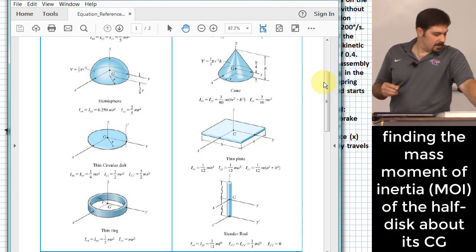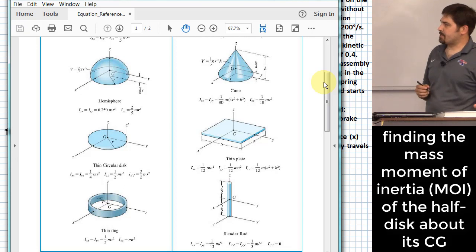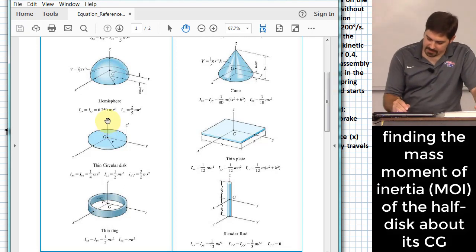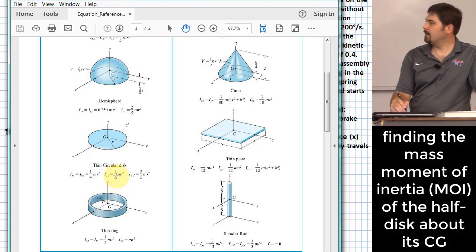Okay? So let me suggest something. Look at that thin circular disk, right? We have an expression there for the moment of inertia about the z-axis, okay? That's this right here. That's the z-axis. We have this expression for the moment of inertia around that z-axis, 1/2 mr squared, okay?